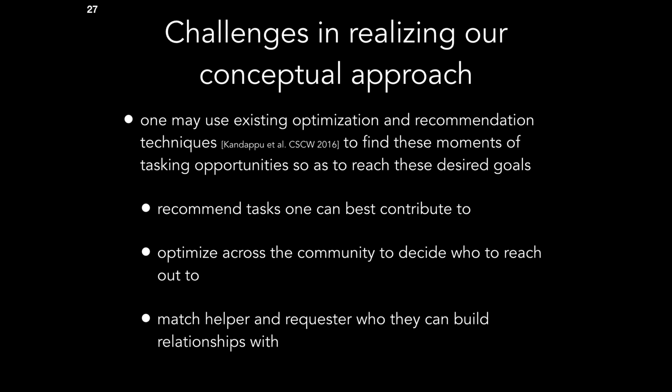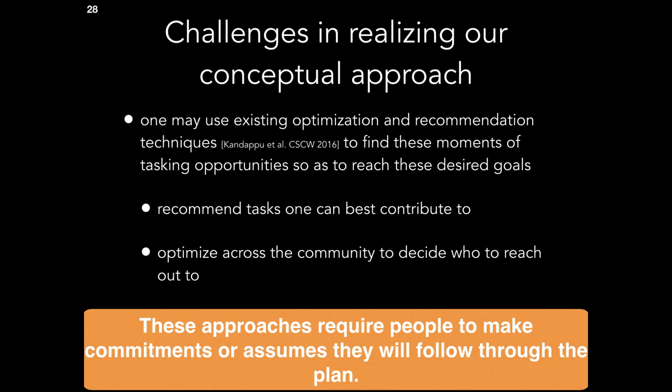However, there are several challenges in realizing our conceptual approach. One may use existing optimization and recommendation techniques to find these moments of tasking opportunities so as to reach the desired goals. For example, they can try to recommend tasks one can best contribute to, optimize across the community to decide who to reach out to, or match helpers and requesters who they can build relationships with. However, these existing approaches require people to make commitments or assume that they will follow through the plan. In reality, users may not be in situations where tasks are low effort, and if that's the case, they will not participate, which introduces uncertainty in participation.